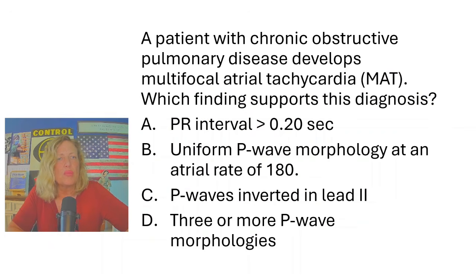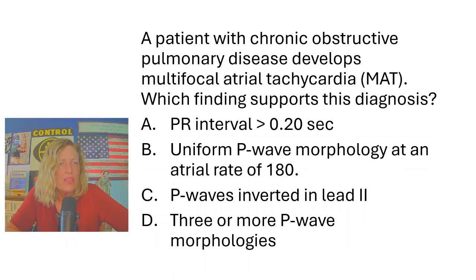A patient with chronic obstructive pulmonary disease develops multifocal atrial tachycardia. Which finding supports this diagnosis? PR interval greater than 0.20. Uniform P-wave morphology at an atrial rate of 180. P-waves inverted in lead 2. 3 or more P-wave morphologies.